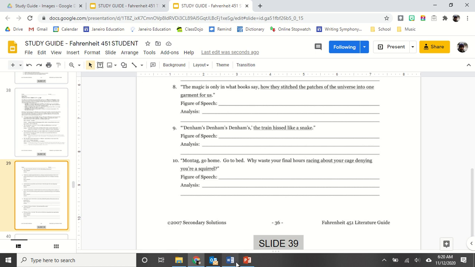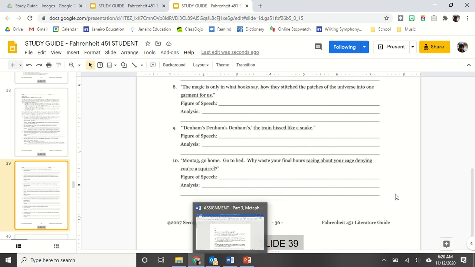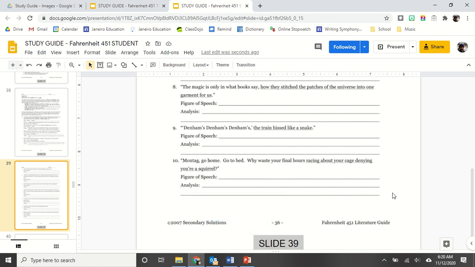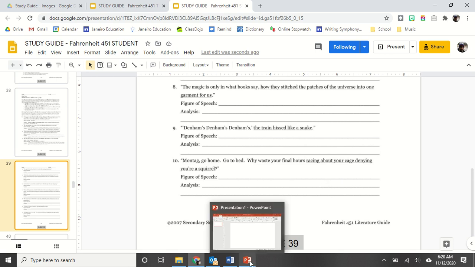Once you complete slide 39, or page 36, and receive some feedback from your teacher, then you're going to go on to the part 3 metaphors that we're going to see as we read part 3 today. Your teacher will have a link posted for you or a handout ready for you with part 3 metaphors. But finish up these part 2 metaphors, get it checked by your teacher, and then we'll look at part 3. Alright, guys, look forward to seeing your work.